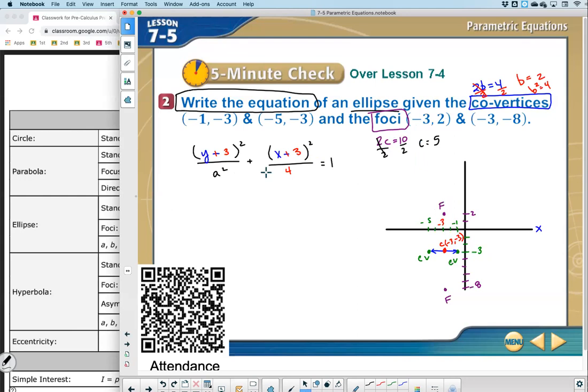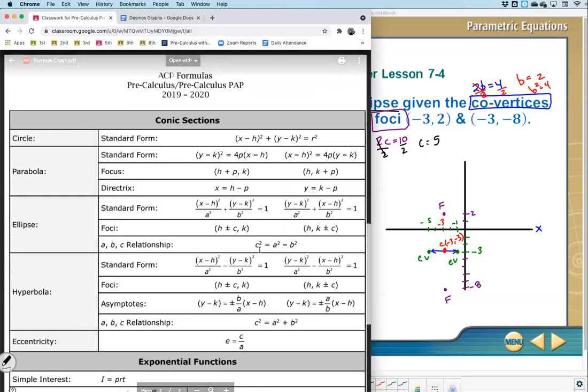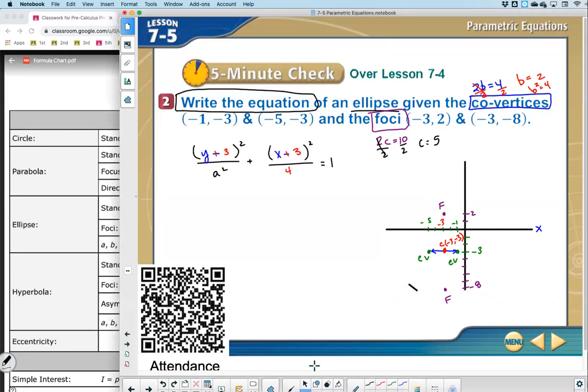But I do have another formula on the ellipse. It's called the ABC relationship, that c squared equals a squared minus b squared. So let's write that down and solve. If c is 5, then c squared equals 25. So we'll say 25 equals our unknown a squared minus the b squared, which is 4. B squared we know is 4. I do my algebra, I'll add 4, and we find our a squared that we've been looking for. 29 equals a squared. So that would go here and be our solution to number 2.